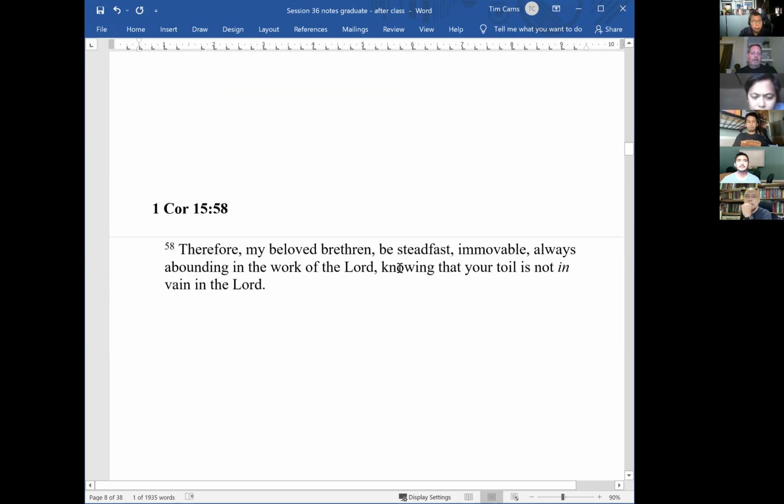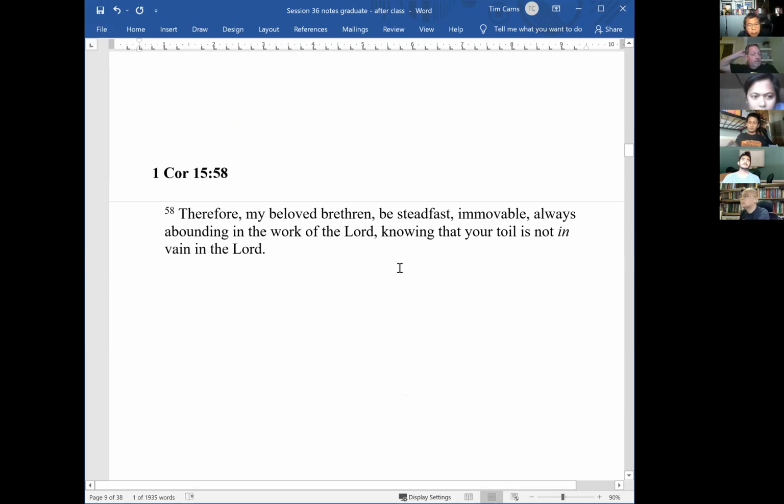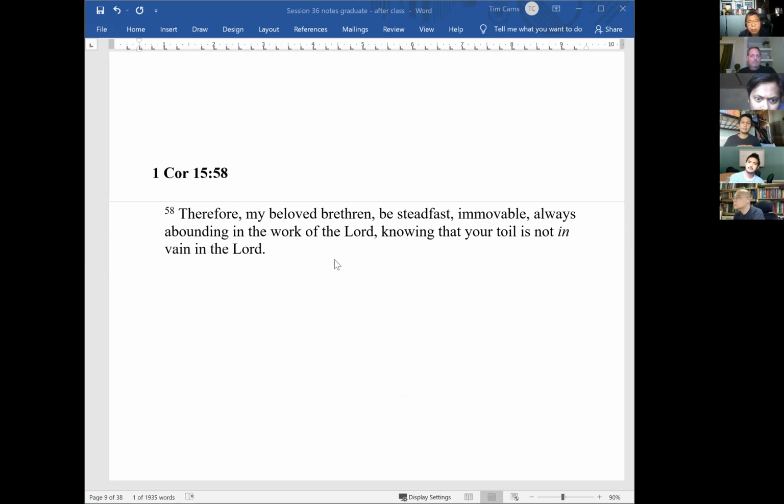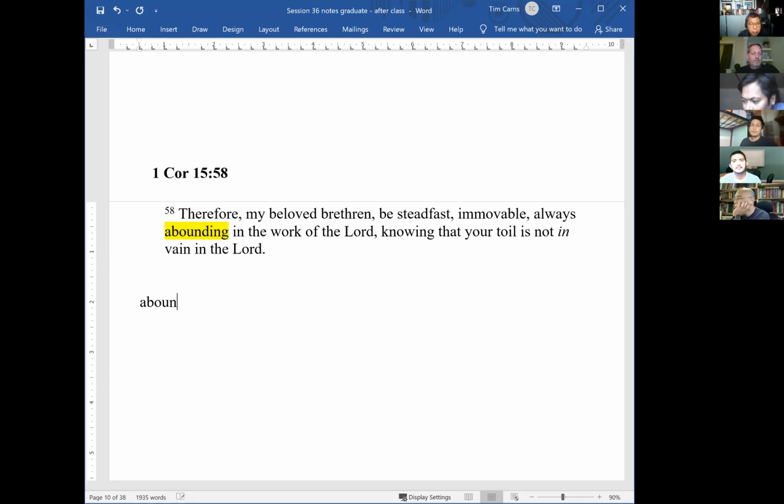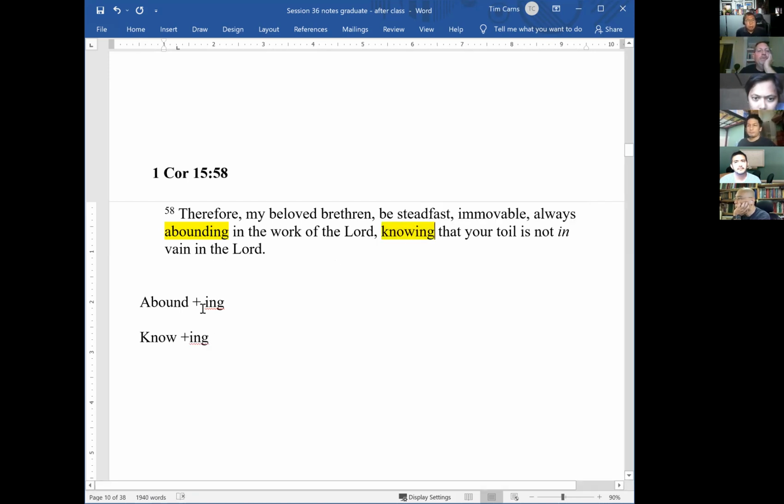All right, Ents, I'm going to give this one to you. Can you identify any possible participles in this passage? Therefore, my beloved brethren, be steadfast, immovable, always abounding in the work of the Lord, knowing that your toil is not in vain in the Lord. Beloved brethren. Abounding, okay, that's a possible one. The abounding plus knowing. Those are two possibilities because they follow the ing with the verb.